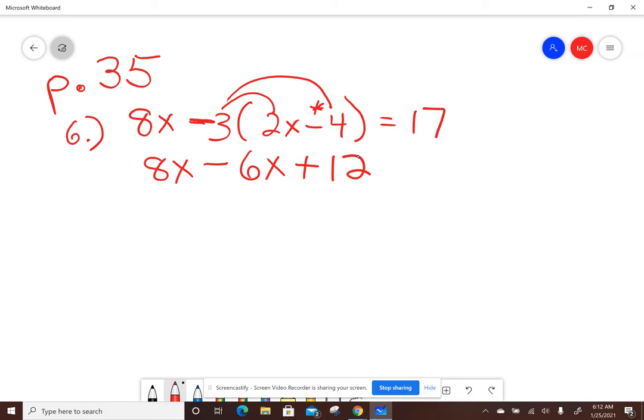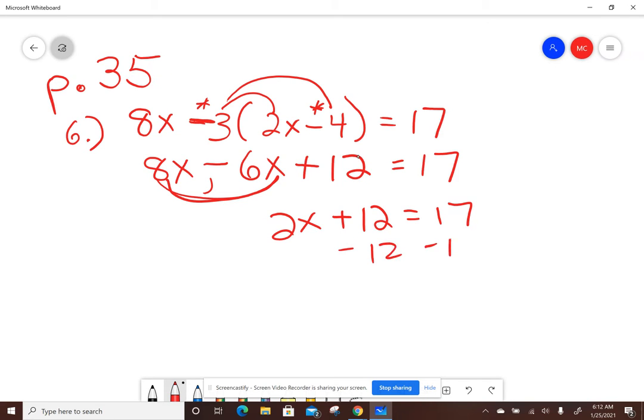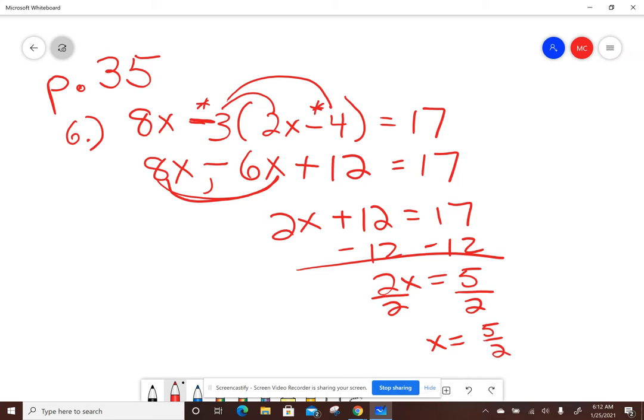Be careful of that. That's the most common mistake. Equals 17. I combine like terms. 8x minus 6x is positive 2x, plus 12 equals 17. Minus 12, minus 12. 2x equals 5. Divide by 2, divide by 2. X equals 5 halves. Okay?